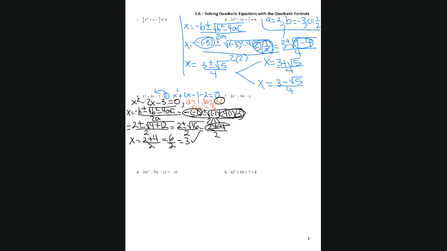And for our second solution, it will be 2 minus 4 divided by 2. So that will be -2 over 2, which is equal to negative 1. So those are our two solutions, our two x values. We get 2 because we're solving a quadratic equation. Now I'm going to move on to example F.